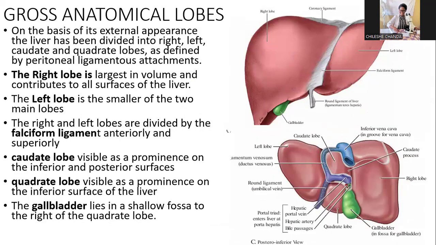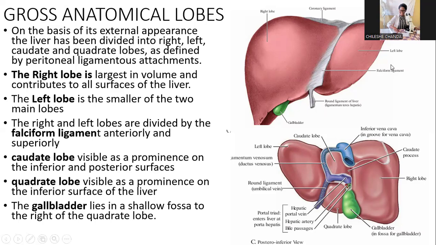It is in contact with several abdominal viscera. Now, when you look at the liver, you will notice that it is divided into lobes. Some of the lobes include the major lobe being the right lobe. The right lobe is the largest lobe of the liver. And then we have the left lobe, which is much smaller. And then we have other smaller lobes.